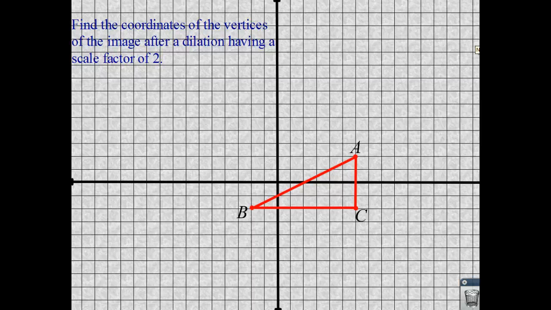All right, using this example, it says find the coordinates of the vertices of the image after a dilation having a scale factor of 2. Dilation again means we are either going to stretch this figure out or we are going to shrink it. And the scale factor 2 is going to tell us what that is going to do to the triangle here. So the first thing we need is all of the coordinates of the triangle, all of the vertices called A, B, and C. So let's list those on the side like we always do.